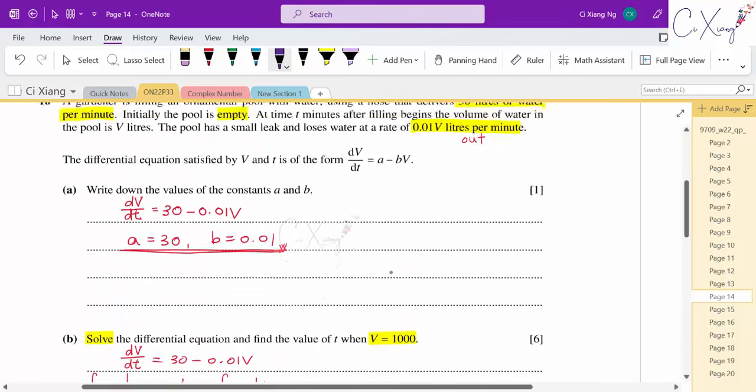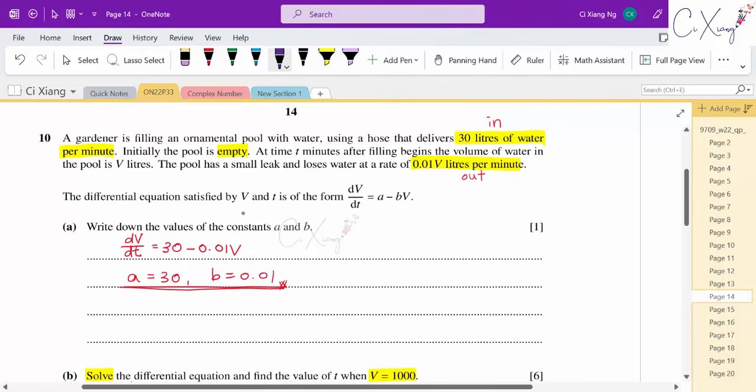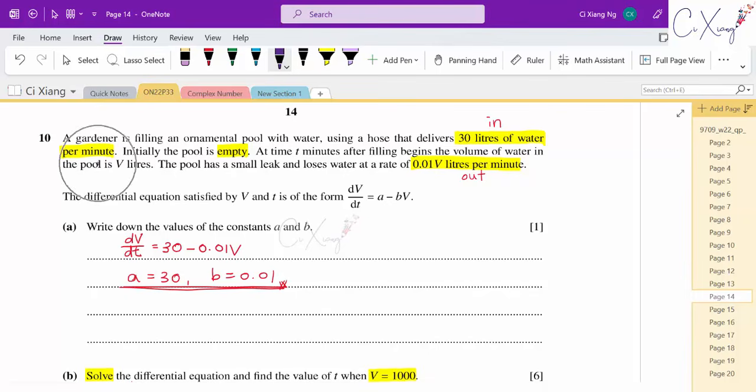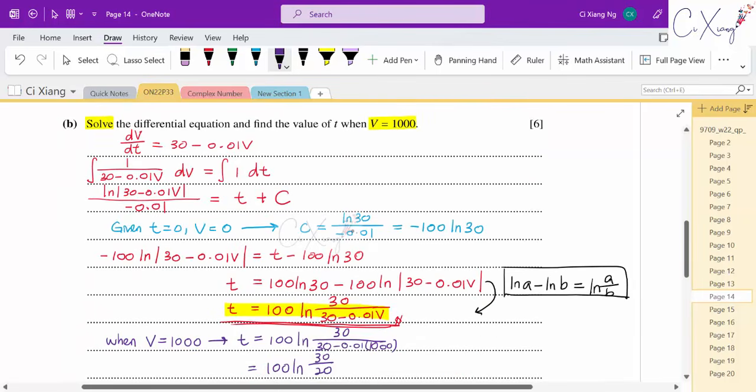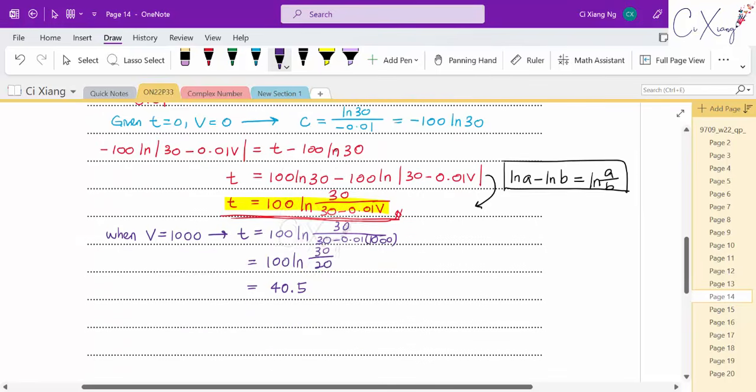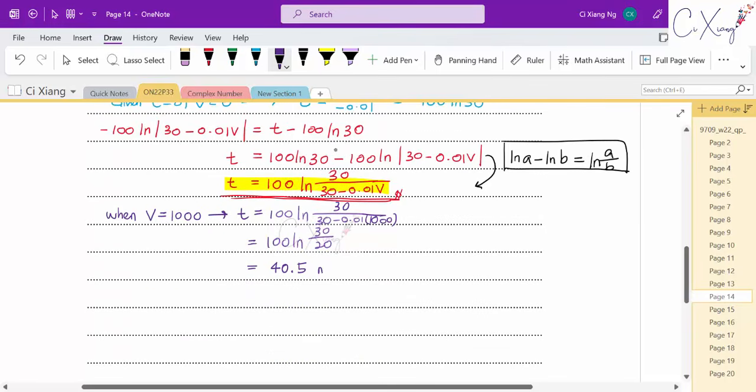And t is measured in units. Let's have a look, per minute. So it is in the unit of minutes. So the value of t will be 40.5 minutes.